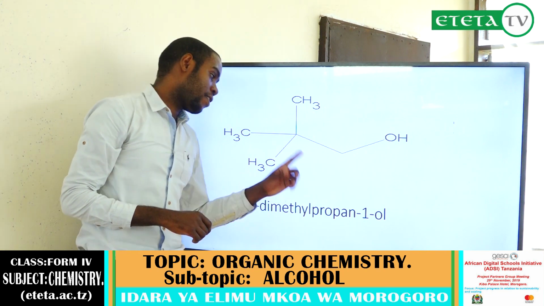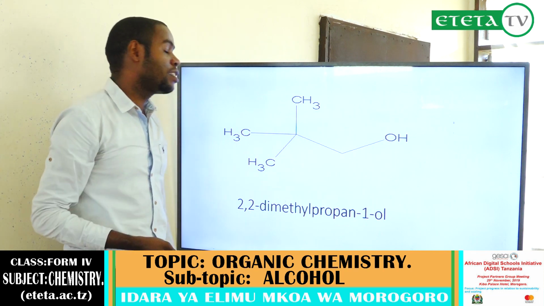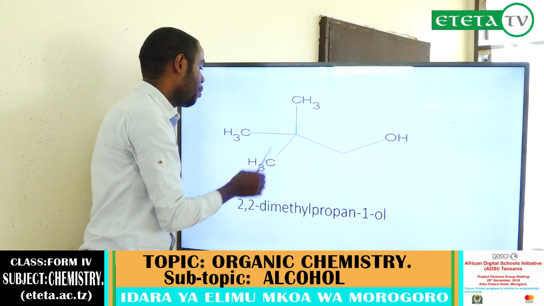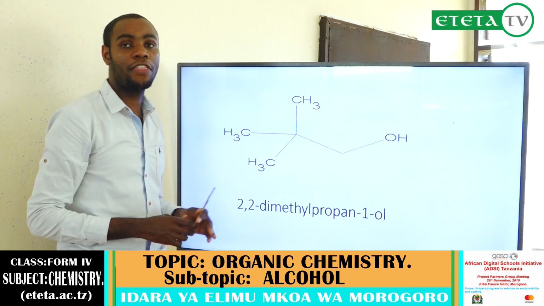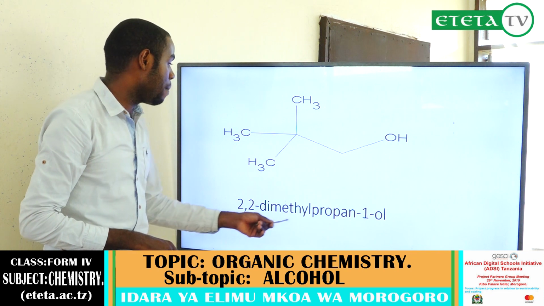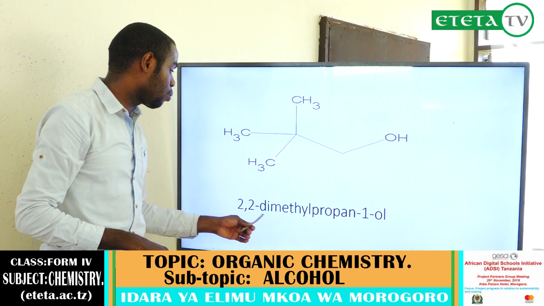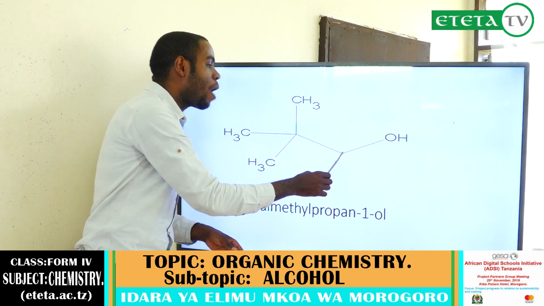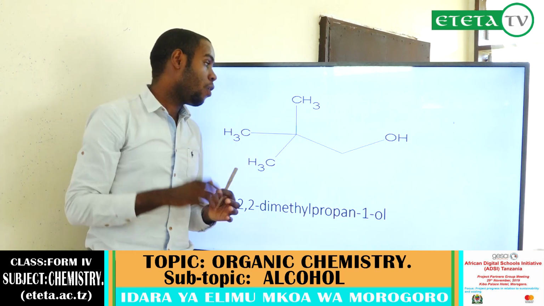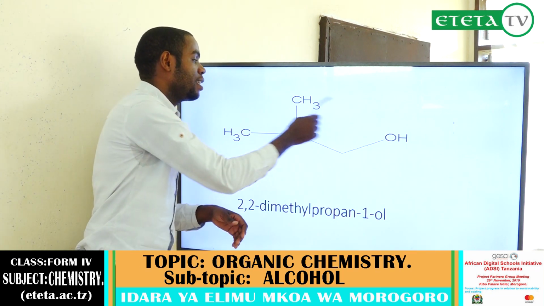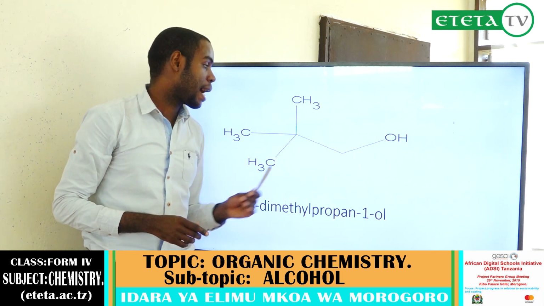Now after that is to name. First of all, we have to name the substituent groups. The first is a methyl group, the second is a methyl group. So we have two methyl groups, and it will be 2,2-dimethyl because both are on the second carbon. So it will be 2,2-dimethylpropan-1-ol. That is the name of this alcoholic compound.